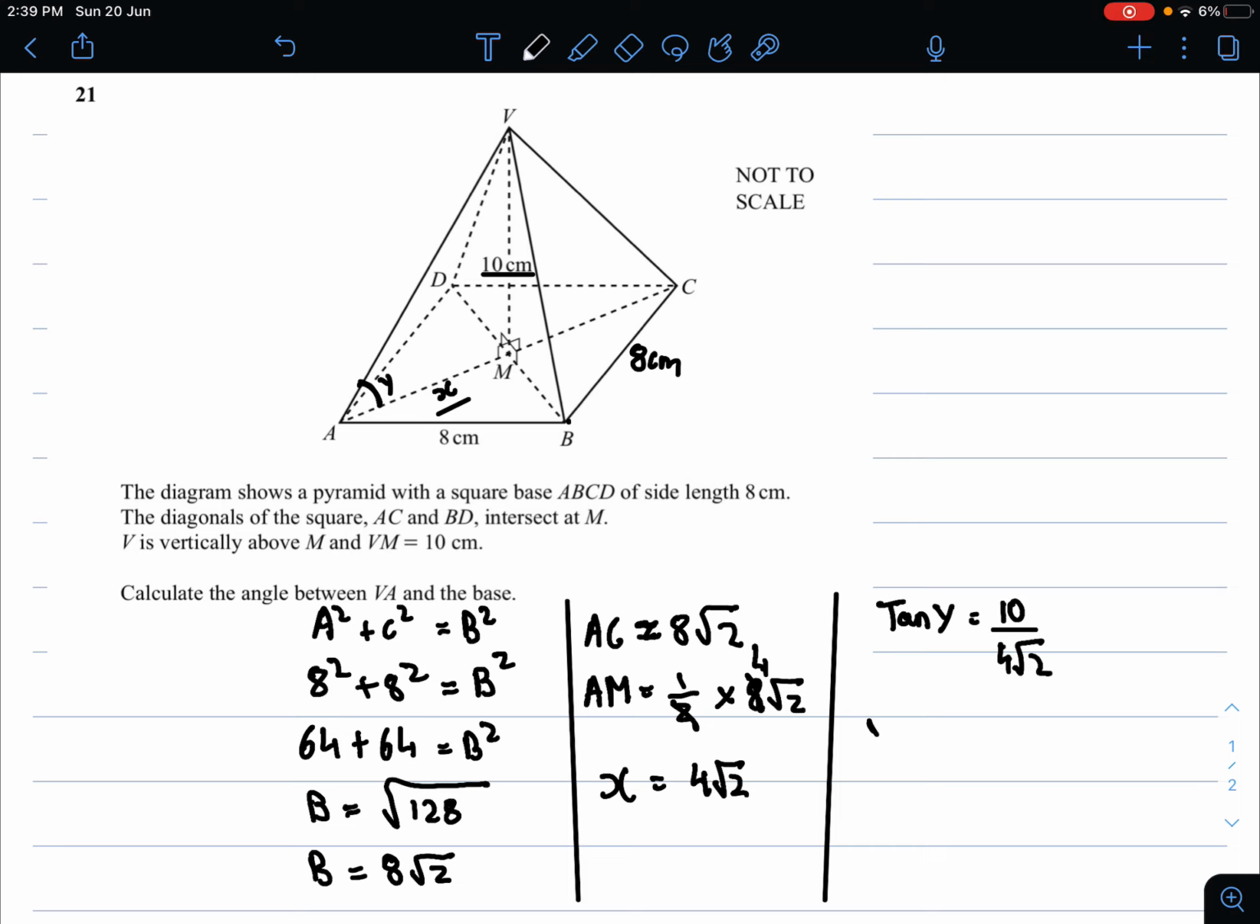So if we want to find y, all we need to input in the calculator is tan inverse of 10 divided by 4 root 2, and we will get our answer as 60.5037. Rounding off to 60.5, your final answer would be 60.5 degrees.